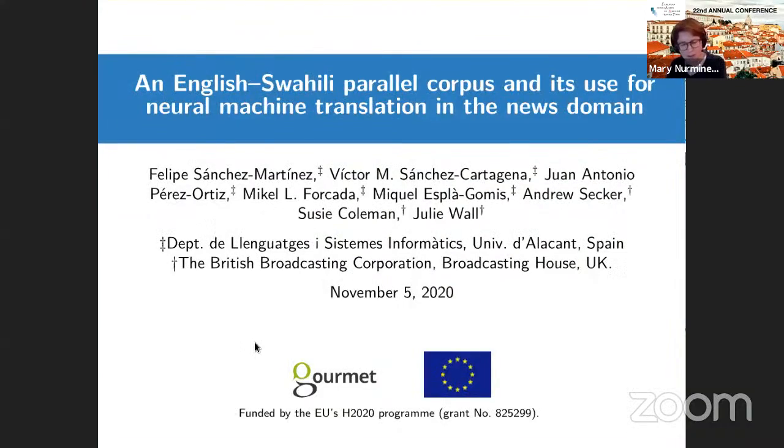The next presentation is about a project which built an English Swahili machine translation solution, including parallel corpora. And this is going to be described to us and presented to us by Miquel Forcada. So I turn it over to Miquel.